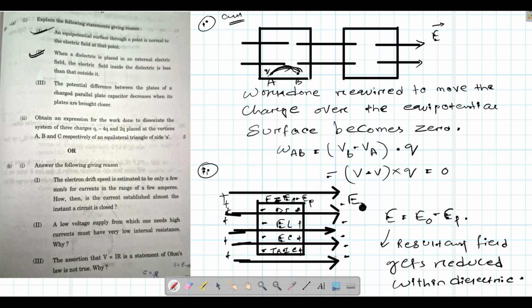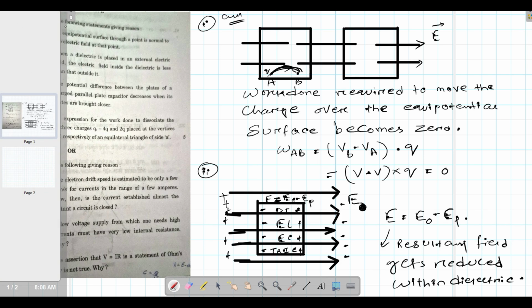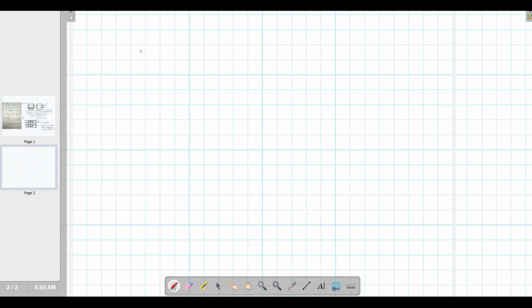So moving to the third bit. The third bit says that the potential difference between the plates of a charged parallel plate capacitor decreases when its plates are brought closer. Moving to the second page. So if separation reduces, potential difference also reduces. That is bit C.